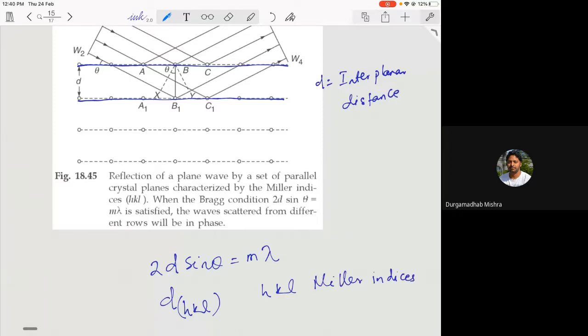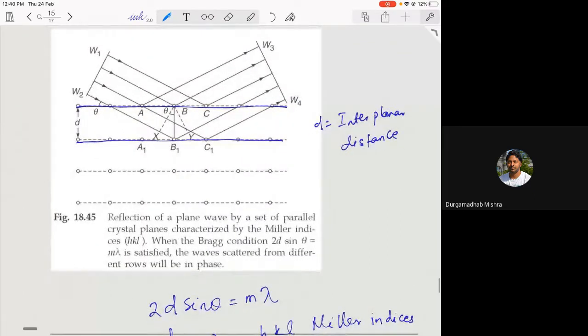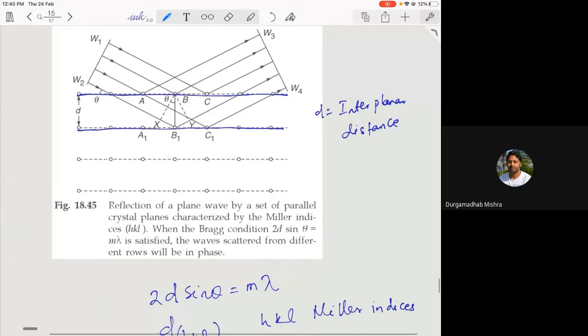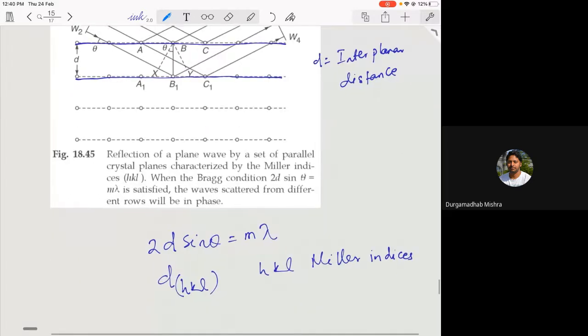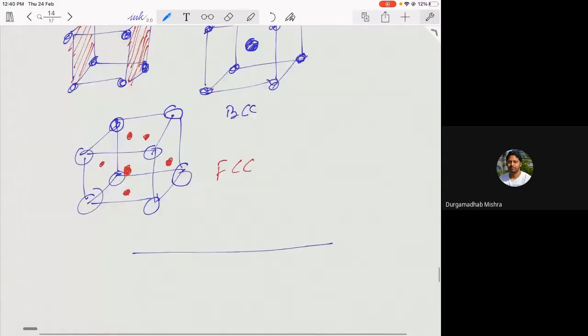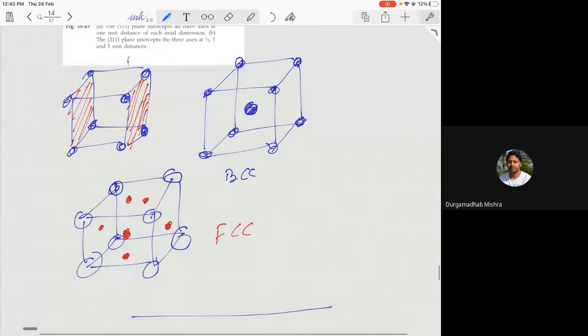Okay, and they define the atomic plane. So each plane will have a certain index. You can index each plane using these Miller indices, the value HKL, and you can also find out the value of HKL by finding out the intercepts of the plane with your Cartesian coordinate axes.